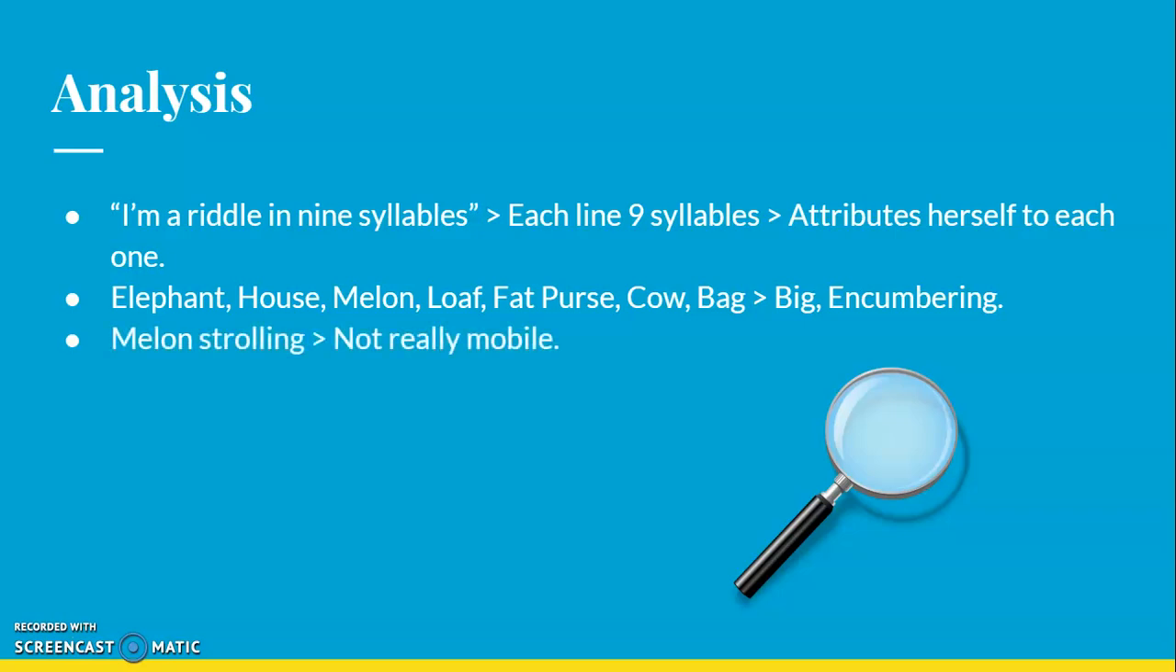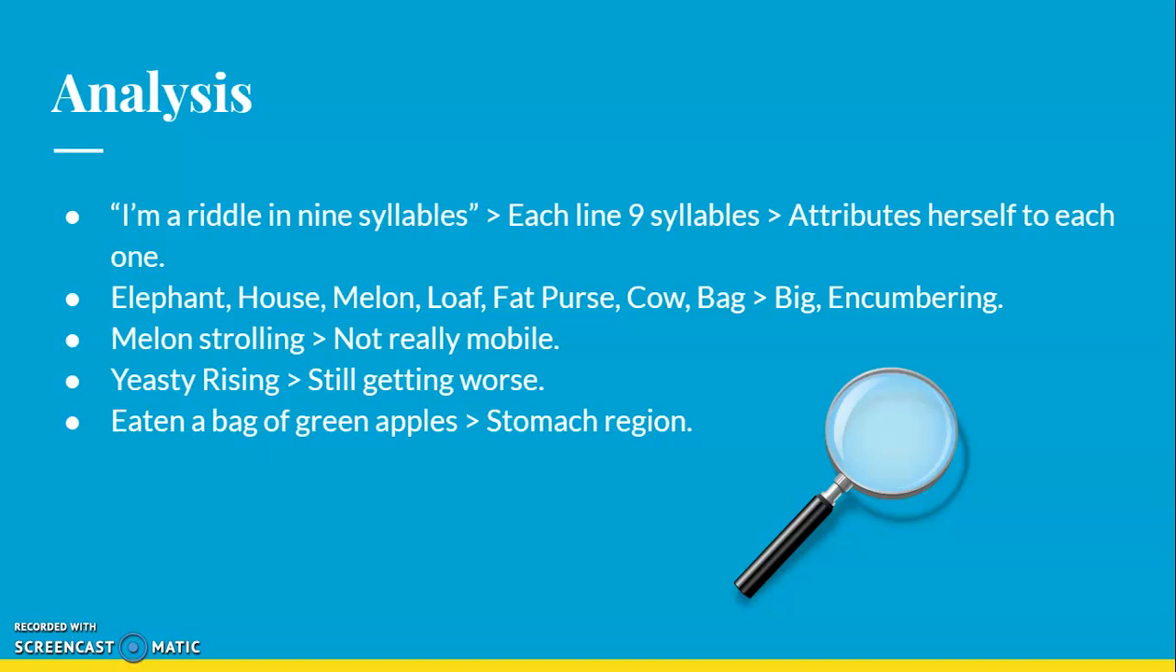The third line mentions melon strolling, which is not really mobile. You don't really see a melon moving around too fast, so there's no movement in it. One of them mentioned yeasty rising. There's no way to tell if this is negative or positive, but it shows that there's some progression in here. It's something that's still going on.